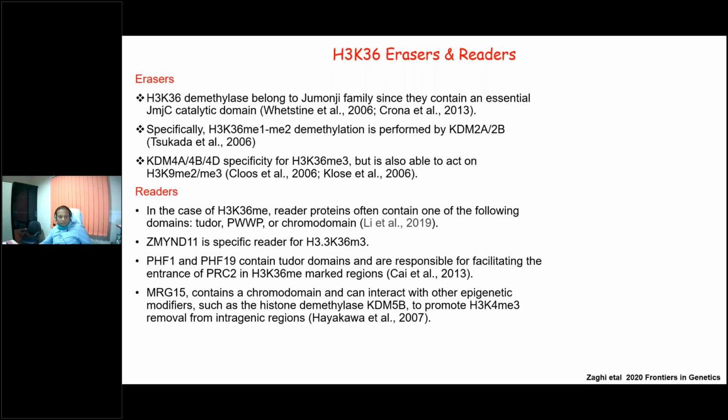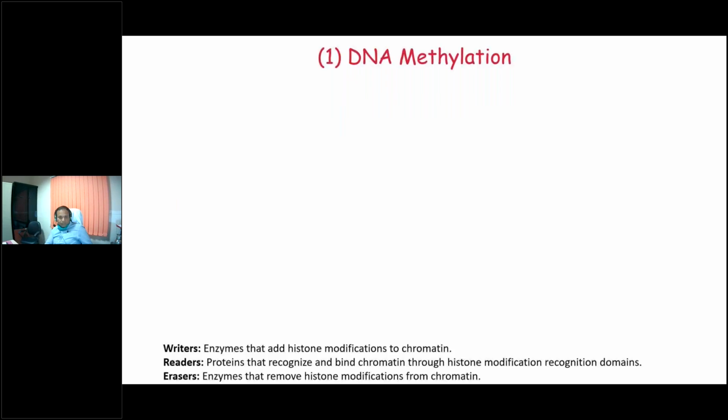Similar to the other histone marks that we talked about, people have also identified readers for the H3K36 methylation mark, and they are JMJD5, PHF1, PHF19, and MRG14, MRG15. They have different kinds of domains, like the Tudor domain and Chromo domain. They interact with H3K36 and modulate the expression of genes in different ways.